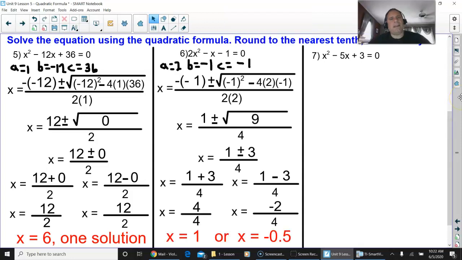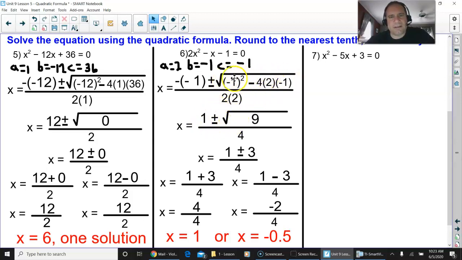All right, so we have a equals 2, b equals negative 1, and c equals negative 1 as well. So you have negative b that you have to put in here, but b is already negative, so double negative makes it positive. Then you have negative 1 plus or minus negative 1 squared for b squared, and minus 4 times a, which is 2, and times c, which is negative 1. 2 times a, which is 2, that's 4. So that would be 1 plus or minus the square root of 9.